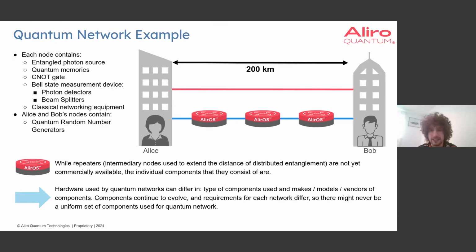There are 2 important things to note about quantum network hardware. First, while repeaters, the intermediary nodes used to extend the distance of distributed entanglement, are not commercially available, the components that they consist of are. Second, hardware used by quantum networks can differ in types of components used and makes, models, and vendors of the components. Components will continue to evolve and requirements for each network will differ, so there might never be a uniform set of components used for all quantum networks.